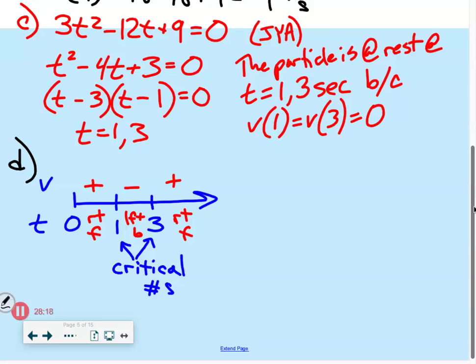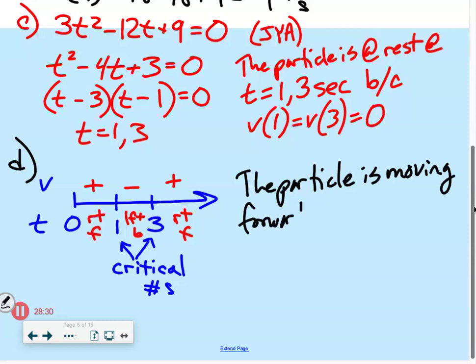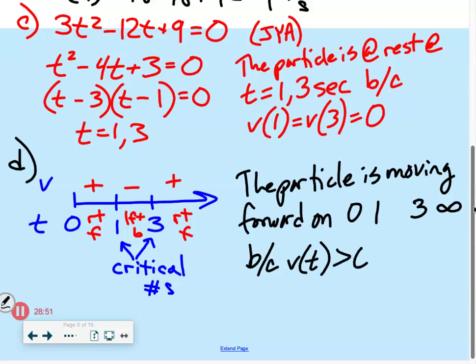Okay, so the question asks, when are we moving forward? So we have to write this in interval notation. So the particle is moving forward on. You always say on an interval. All right, I'm going to write the numbers, and then I'm going to talk to you for a minute about what we have to do with these. So 0 to 1, and then what's the other interval? 3 to infinity. And I'm going to put that because our velocity is greater than 0 or positive on those intervals. All right.